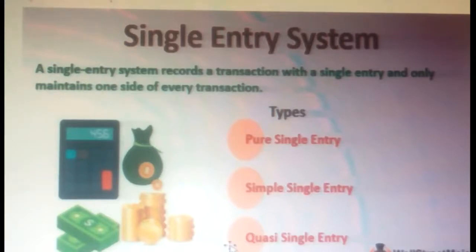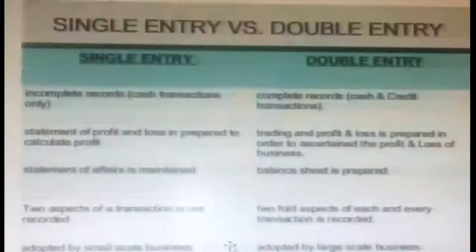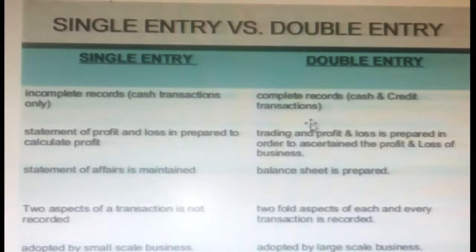So first one is the double entry system, second one is the single entry system. Mainly we are going to discuss the double entry system. Correct. So what is the difference between single entry and double entry? Single entry has incomplete records, so we maintain cash transactions only. But in double entry, both cash and credit transactions, as we do business, both cash and credit. That's why double entry has complete records. We mention cash and credit transactions.